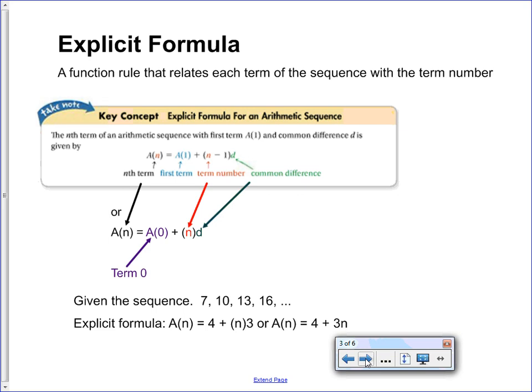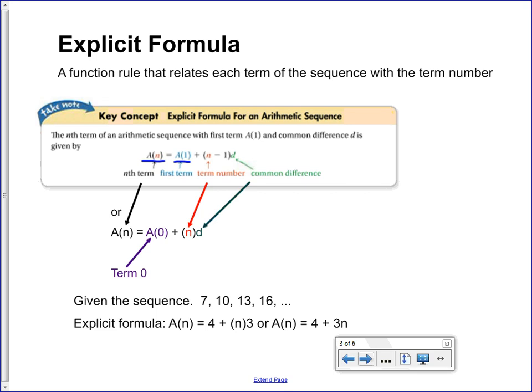The explicit formula is a function rule that relates each term of the sequence with its term number. There are two different types that you're going to look at today. One type is going to have a sub 1 in it. So here's the explicit formula: a_n, which stands for any term. To find any term, we need to know the first term, and then we need to know the term number and the common difference.